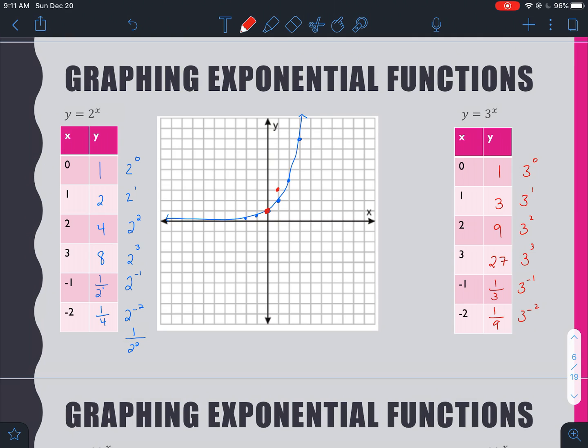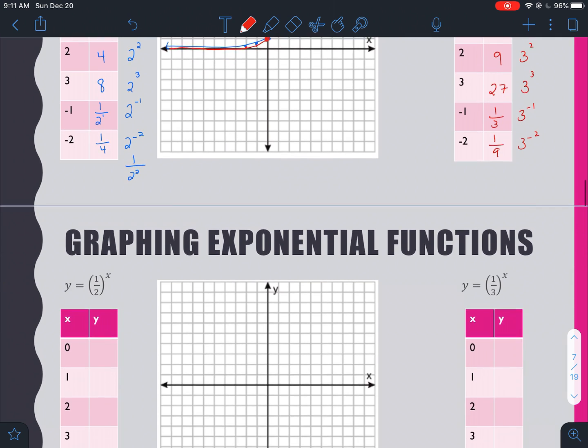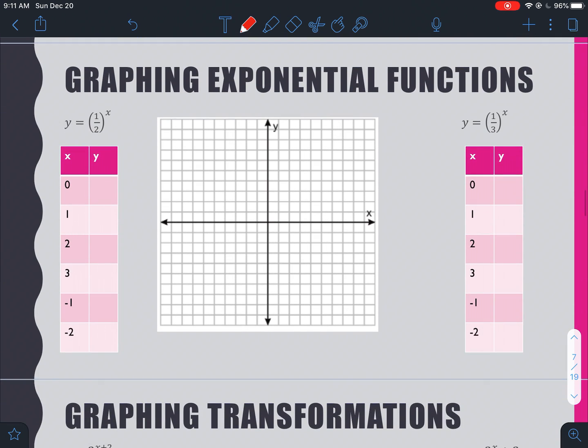So we still have 0, 1, so they match up at that point. And then you have 1, 3. You have 2, 9. And then you have 3, 27, which would be way up here. And then you have negative 1, 1/3, and then negative 2, 1/9. So it gets lower faster, but it also gets higher faster as well. So that would be 3 to the x. Also looks like a ramp. It's a little bit of a steeper ramp than 2 to the x is. So that is 2 to the x and 3 to the x.